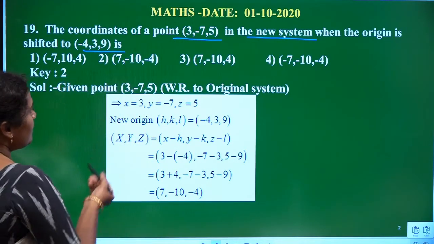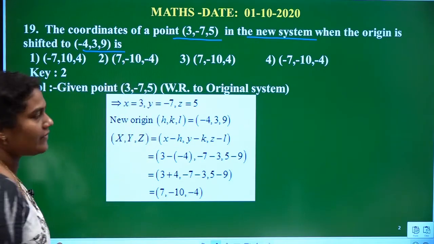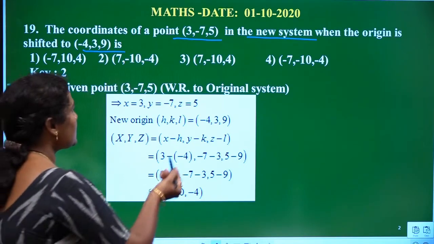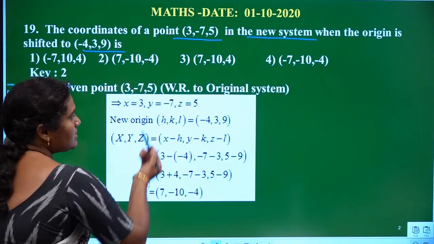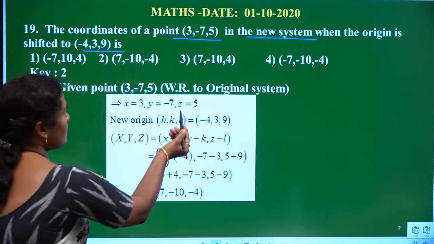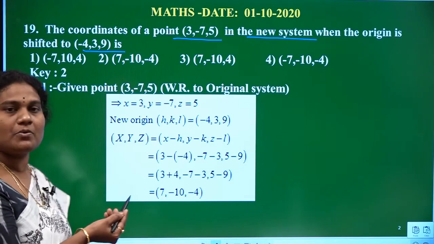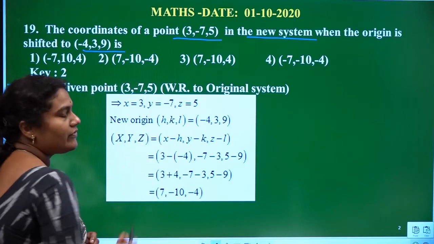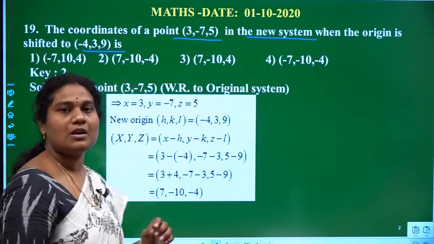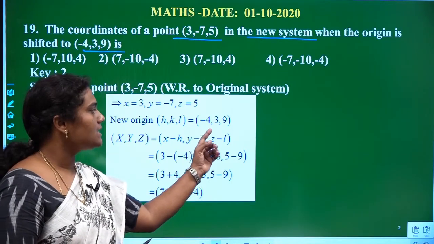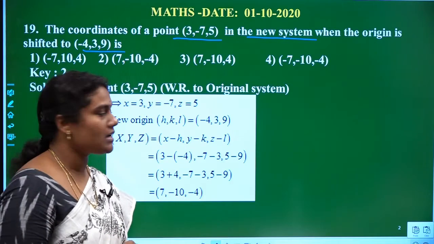First of all we have to write the given point, (3, -7, 5), with respect to the original system. So we consider small x equals 3, small y equals -7 and small z equals 5. The new origin, that means the origin shifted point, we generally denote by small h, small k, small l. So here we are taking (-4, 3, 9) as small h, small k, small l.